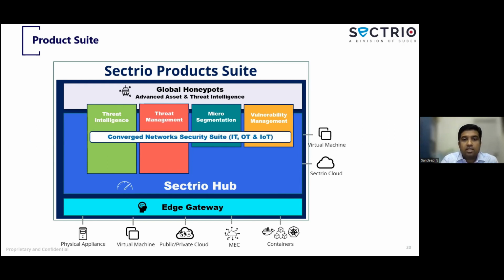And all these 4 modules put together form our converged network security suite for IT, OT, and IoT networks, because of the necessary applications of each of these modules and how important they are in terms of covering various facets that will help the situation to identify and detect threats. And the IoT security suite and 5G security suite make use of our threat management, threat intel modules only. And then they have their specific objectives in networks where we are only focusing on IoT and 5G.